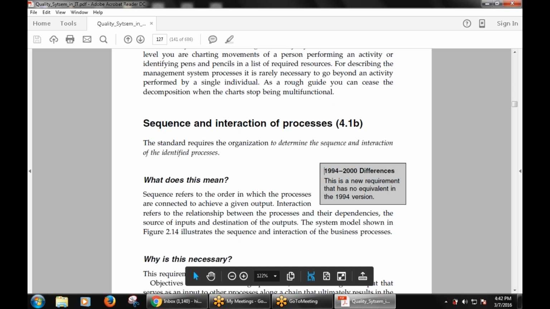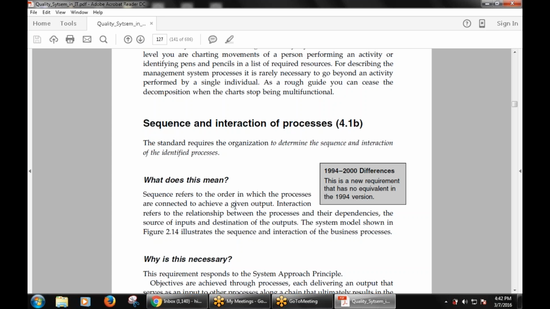Now, what does this mean? Sequence refers to the order in which the processes are connected to achieve a given output. That means the sequence is the order in which the processes are connected. So how can we achieve the output by following the sequence, that is, the various steps, guidelines, and order that are followed for the processes connected to achieve a given output.